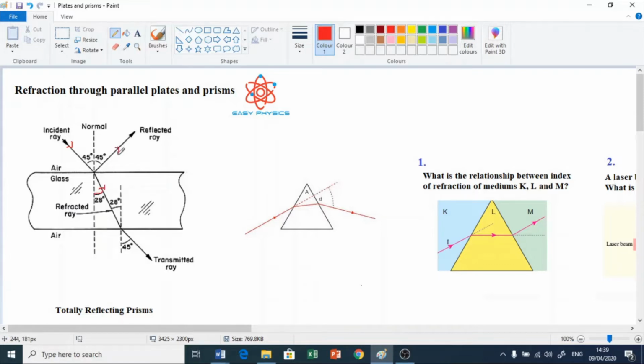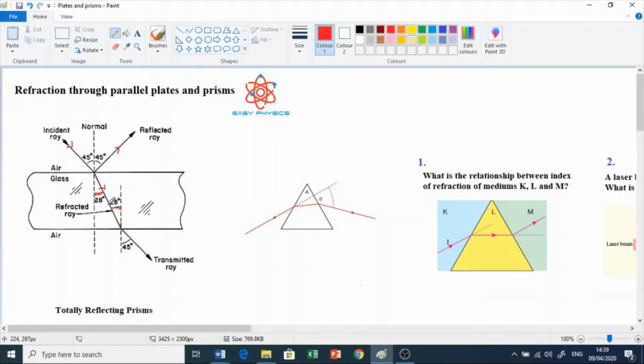There is some reflection from this surface, but we are not interested in the reflected ray. Now concentrate on the refracted ray, and it is making 28 degrees with the normal. And this refracted ray is now going to be an incident ray for this boundary. And this incident angle is also going to be equal to 28. Why? Because this line is perpendicular and this line is also perpendicular to the boundaries. They are the normal. That's why 28 and 28 degrees will be equal to each other.